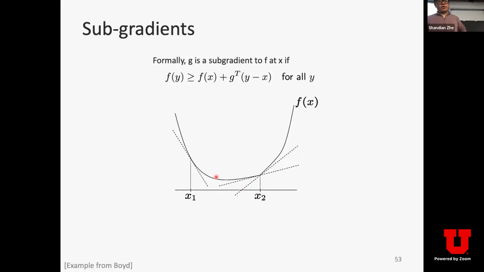It was motivated by the observation that if f is differentiable, then its tangent line stays below the entire function body. Now we relax this requirement: as long as you have some line passing through one point of your function body but staying below the entire function body, then that slope can be used as a subgradient. It's called a subgradient.